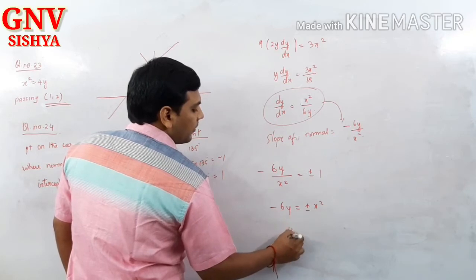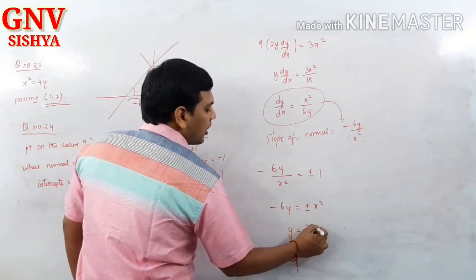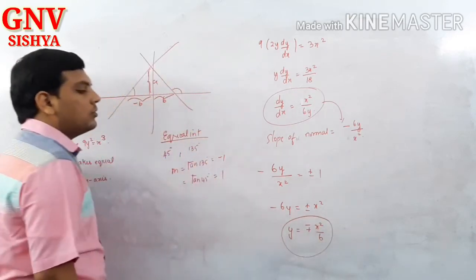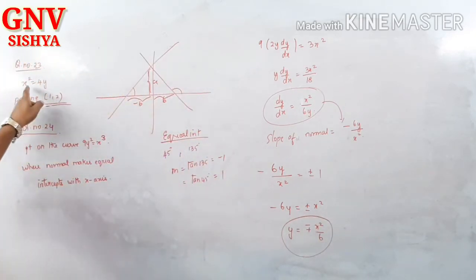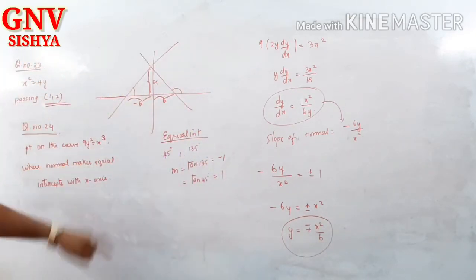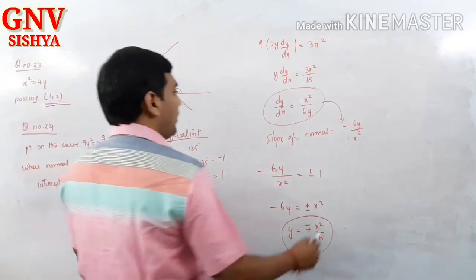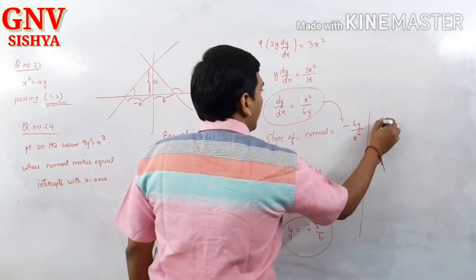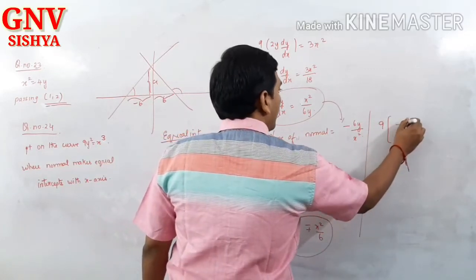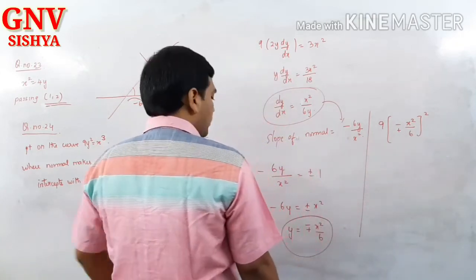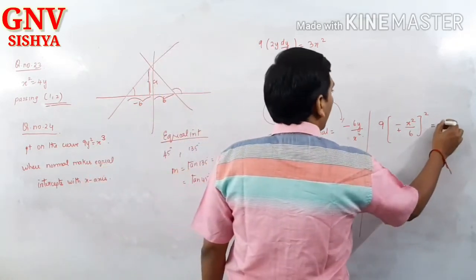If I multiply with minus, y is equal to minus or plus x square by 6. Already we have 9y square is equal to x cube, correct? So now I am going to substitute the value in place of y. So what will happen? 9 into minus or plus x square by 6, the whole square, is equal to x cube.